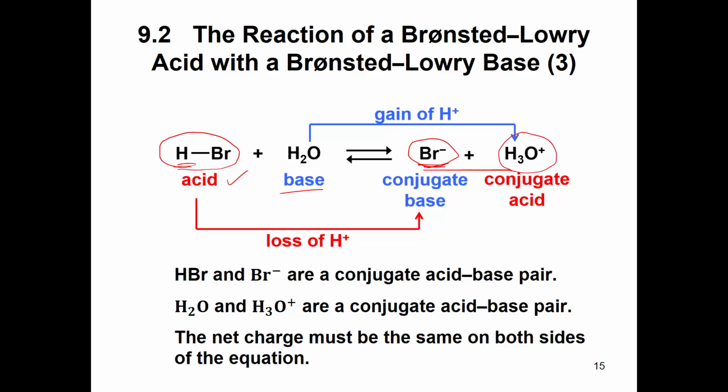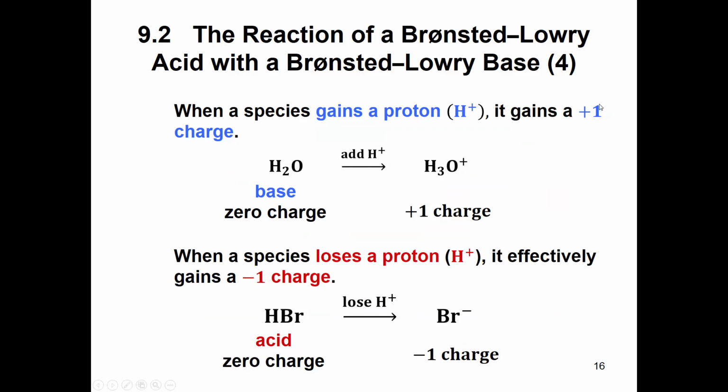The net charge has got to be the same on both sides. So since you had a zero charge on this side, you have a -1 and a +1. So you have a zero charge on the other side, even though you have ions. So remember that when a species gains a proton, it's going to gain a +1 charge. And when it loses a proton, it's going to gain a -1 charge or become a -1.